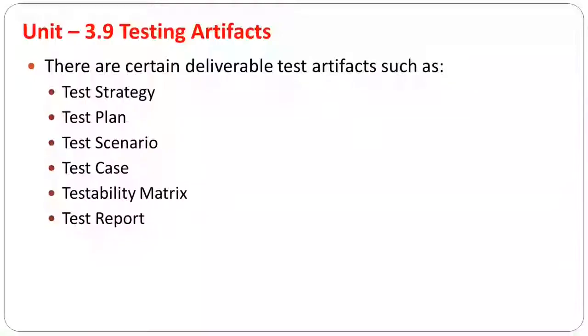Test report is there. After the testability matrix, that this many parameters are done, these parameters are passed, these parameters are failed, we have to generate a report.